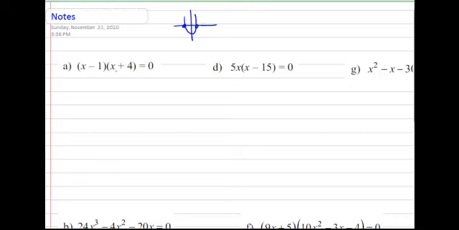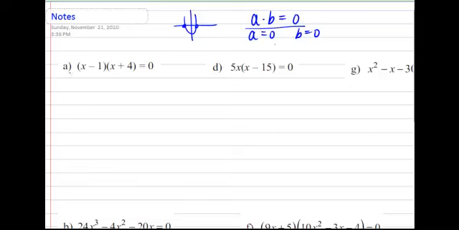We have this idea that says if I multiply, say, a times b, and I set that equal to 0, then I know that either a is equal to 0 or b is equal to 0, or both are equal to 0. Because the only way to come up with the answer of 0 is to multiply by a 0. So we use this property in order to solve our quadratic equations.